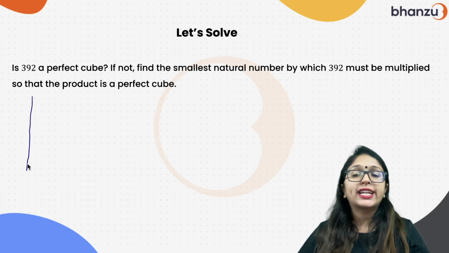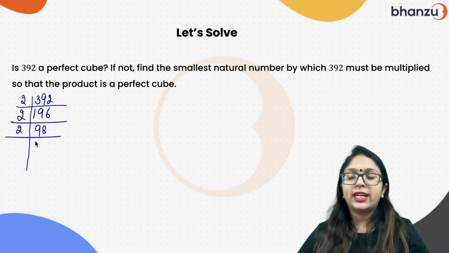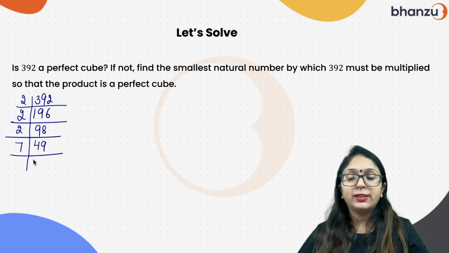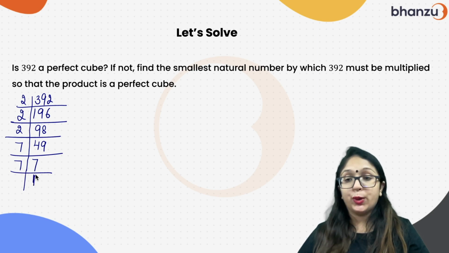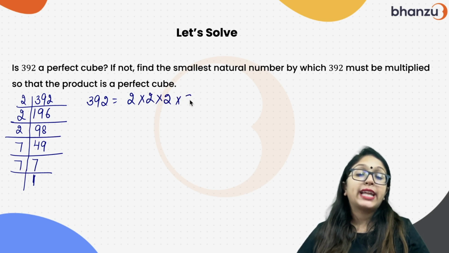Okay, we are going to check its prime factorization. So now we will divide the number by 2, and we are going to get 196. Then again divide by 2, we are going to get 98. Divide by 2, we are going to get 49. And then we are going to divide by 7, and then we are going to get 7 over here and 1 over here. So now the prime factorization says 2 times 2 times 2 times 7 times 7.